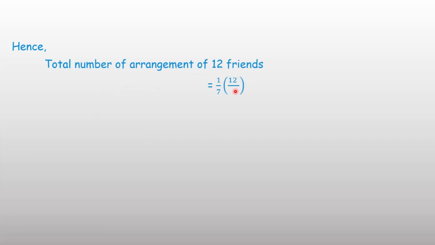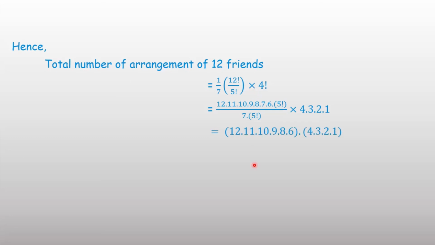Therefore, for the total number of arrangements, by using the fundamental principle of counting: on the first table the number of arrangements was 1 upon 7 into factorial 12 upon factorial 5. On the second table, factorial 4. Multiply these two using the fundamental principle of counting and then solve it. After solving, you get the answer, and you can observe how many arrangements, or number of permutations, are possible.